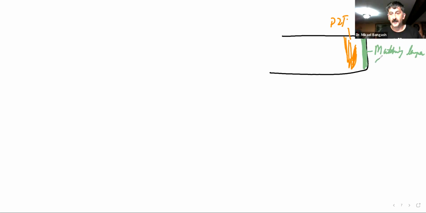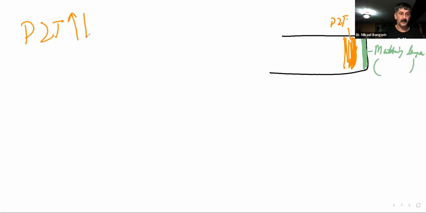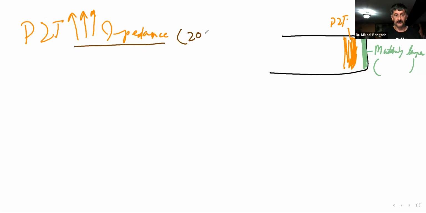Now, primarily to understand the function of the matching layer, we just need to mention one thing for now for the PZT, and that is that the PZT is going to have a pretty high impedance. We can actually say that the impedance of the PZT is going to be approximately 20 times the impedance of skin.